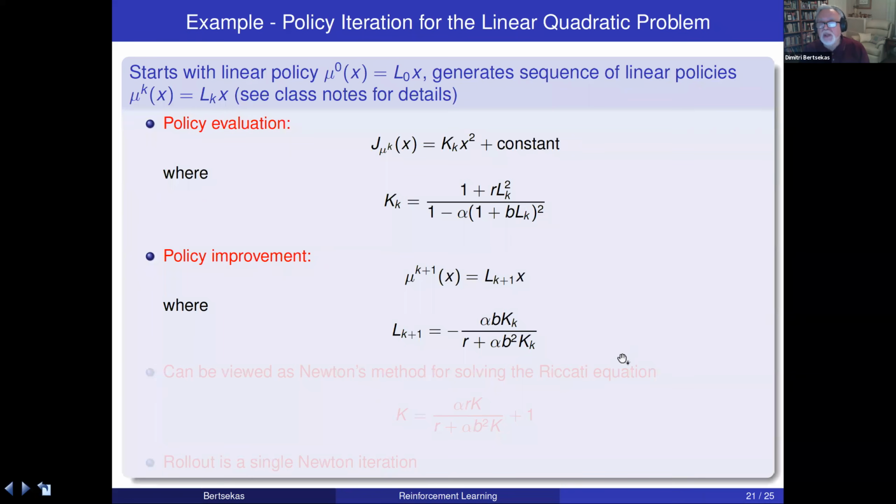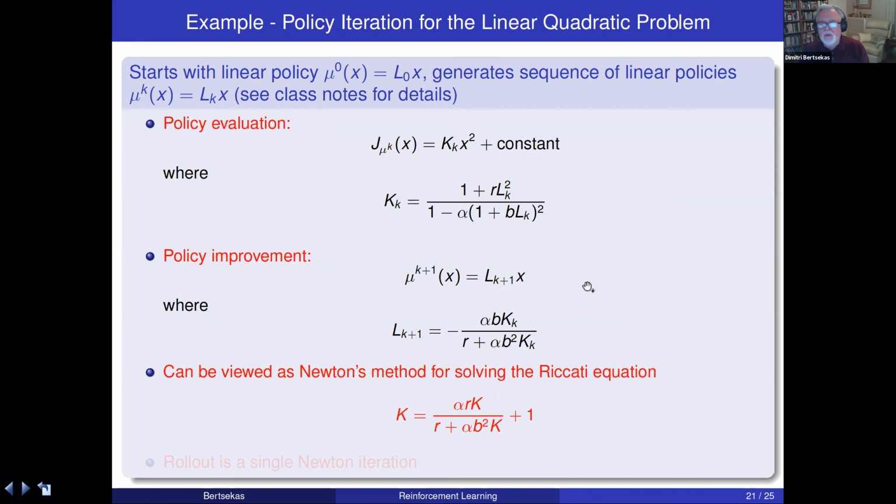So here is policy iteration. You start with L0, calculate K0, then calculate mu1 by using this expression here, then calculate K1 by using this expression, then L2, and so on. This is an iteration that generates a sequence of Ks and a corresponding sequence of Ls. And it turns out that this iteration is Newton's method for solving this equation here. This equation is famous. It has a name, Riccati equation.